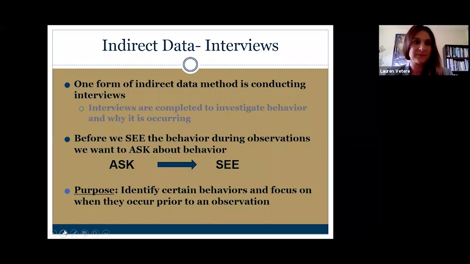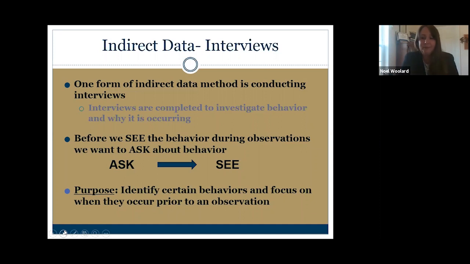One form of indirect data is conducting interviews. Can you hear it now? Interviews are completed to investigate behavior and why it is occurring. It is a way to gather detailed information about a student's behavior. In the FBA process, we want to ask about the behavior before we see the behaviors during observations. This is done to give the observer a focus during direct observations. The purpose of the interview process is to identify certain behaviors and focus on when they occur.